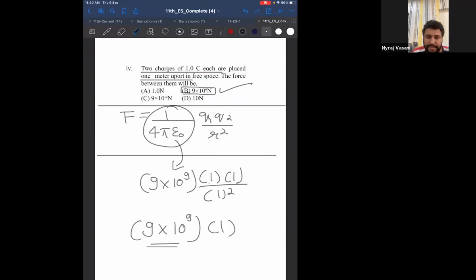Therefore, I'll give you 1 minute. Make a note of this. It's a very simple MCQ. And that is why it is very, very good to know the value of 1 by 4 pi epsilon naught directly. 1 by 4 pi epsilon naught directly is 9 into 10 power 9.